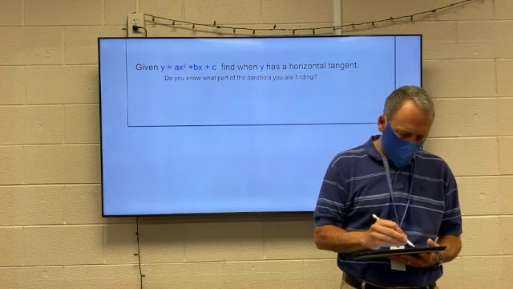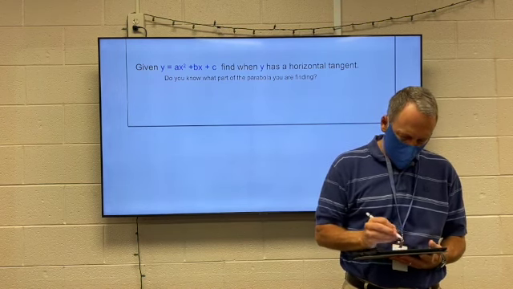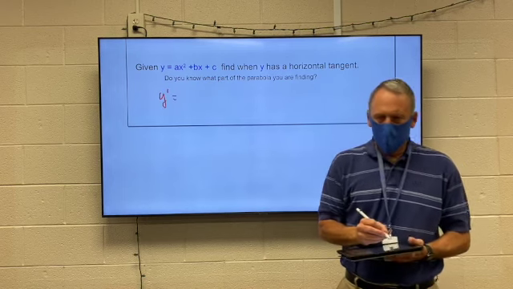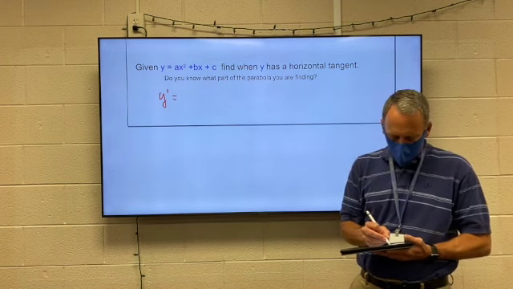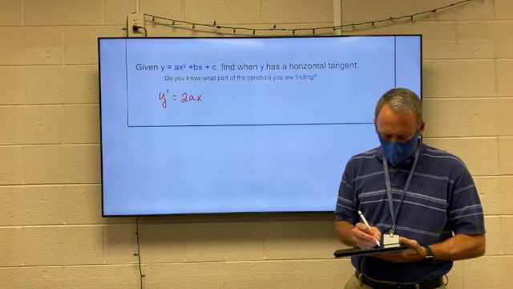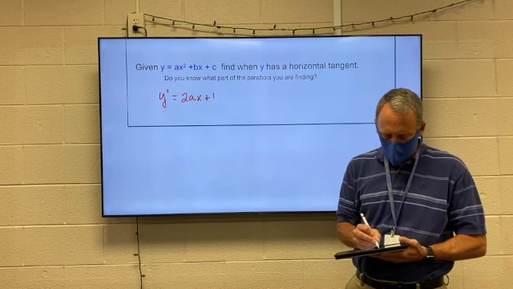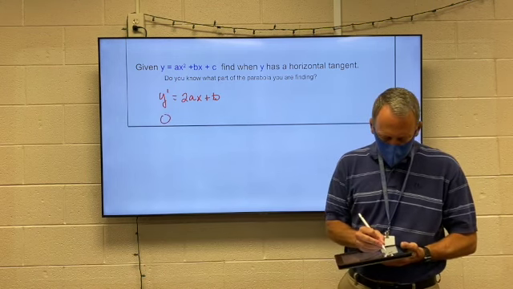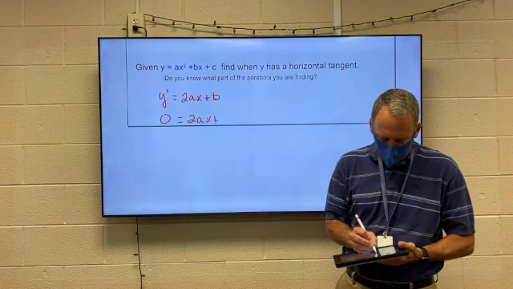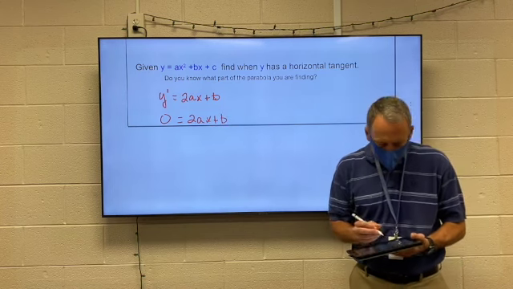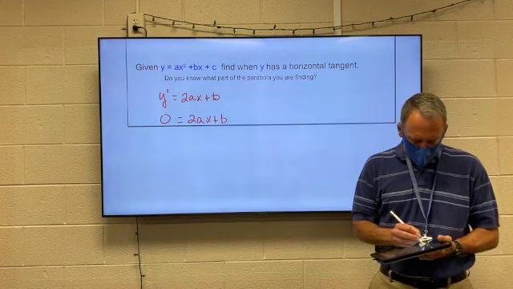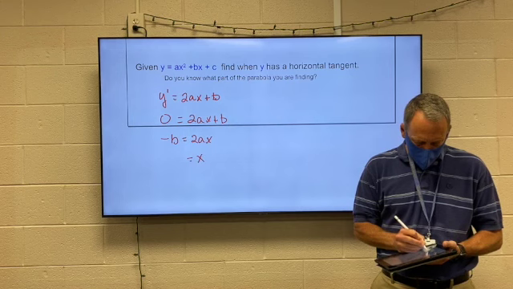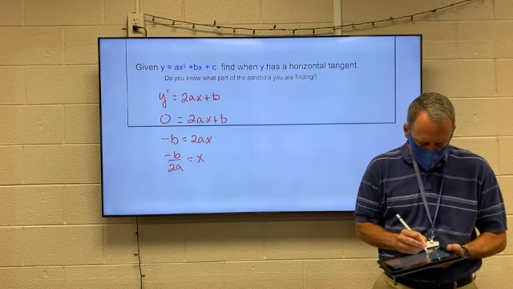Can you guys take this derivative? Let's find out. Let's make this red so you can see better. Y prime equals what? What's the first term derivative going to be? 2ax. What's the next part? Plus b, and what's the last part? 0, because c is a constant. We're going to set that equal to 0, 2ax plus b, right? Now we got to solve for what? X. So that's negative b equals 2ax. X equals negative b over 2a.